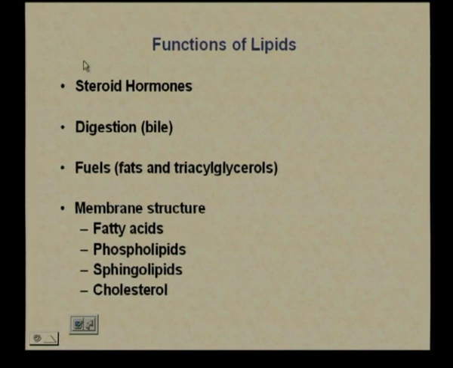So, lipids are involved in all of these activities, starting from hormones to digestion elements that are present in the bile. These all have lipids as their components. The fats and triacyl glycerols are lipids, and in membrane structures, which is what we'll be doing today, we have fatty acids, phospholipids, sphingolipids and cholesterol. Now, initially we are going to study the different nomenclature and the different types of fatty acids.